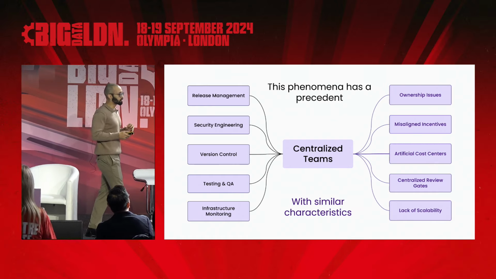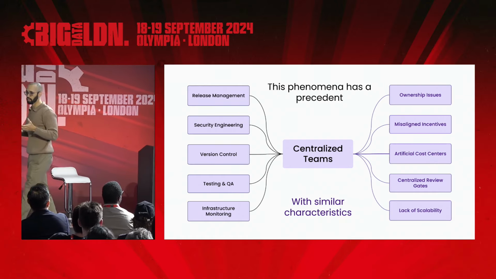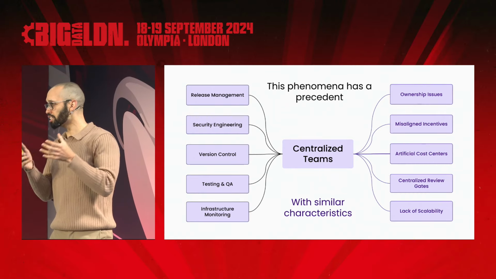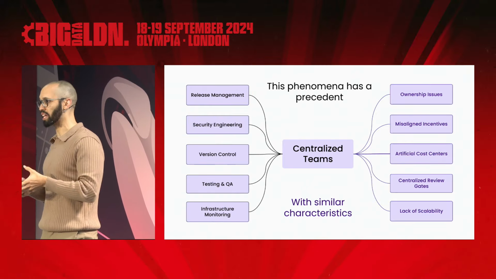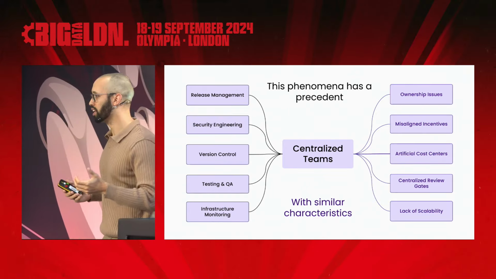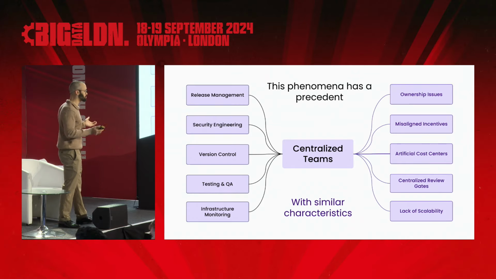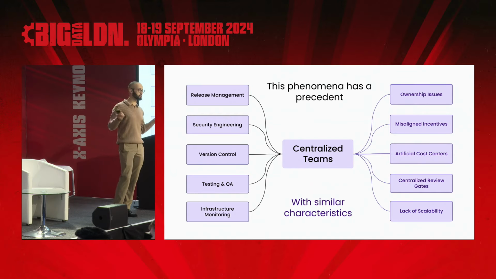Okay, so this phenomenon that I'm describing right now actually has a precedent. It's not unique to data. It is true of every centralized team that is focused on quality and standards that has ever existed in the history of software and probably in the history of business. We used to have this thing called QA teams. Maybe some of you have been on a QA team. Maybe you worked at companies that still have QA teams. But at most modern tech companies, there is no QA team anymore.